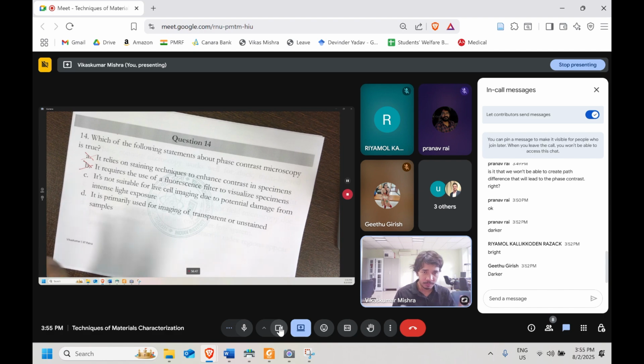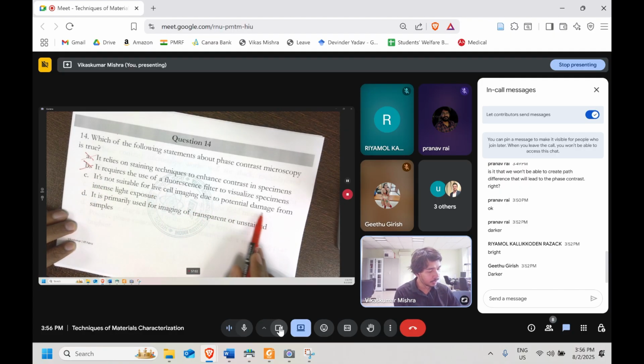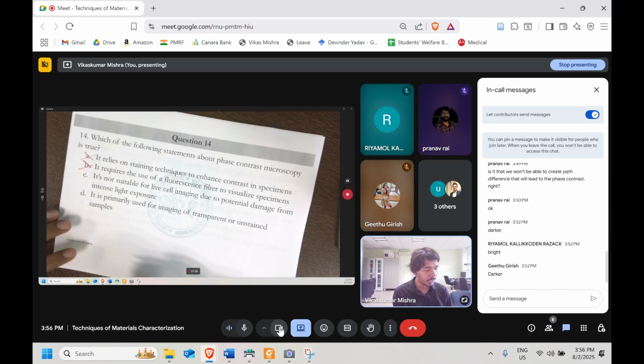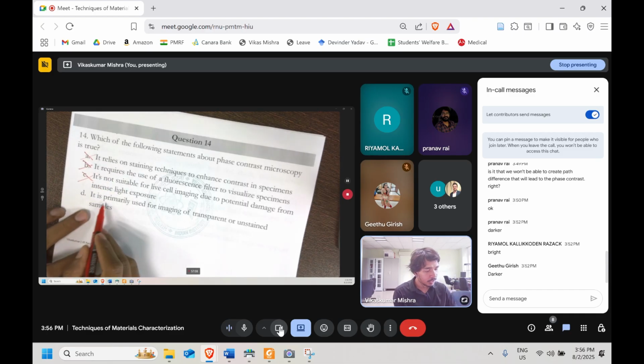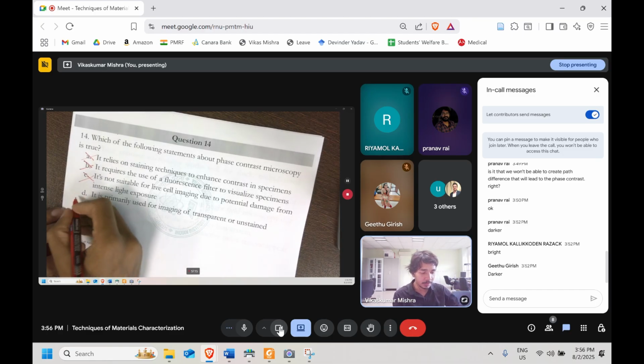A fluorescent filter, as we have discussed in class, allows certain types of radiation to pass through and blocks others. This is something we are not doing. Third, it is not suitable for living cell imaging due to the potential damage from light intensity exposure. The light intensity exposed is not that much. Fourth, it is primarily used for imaging transparent or unstained specimens. So the right answer is option D.